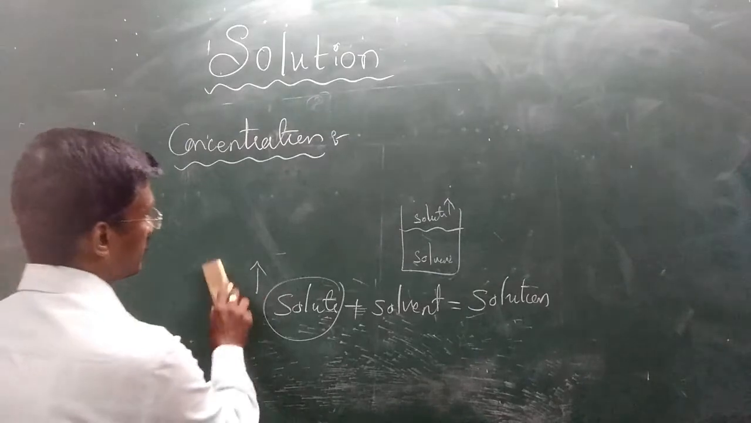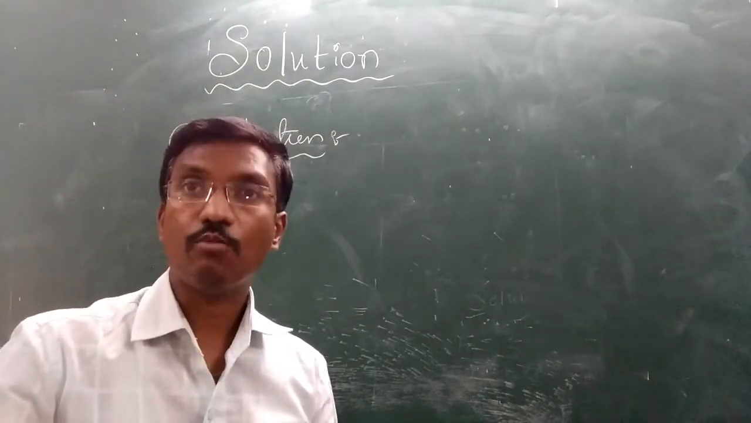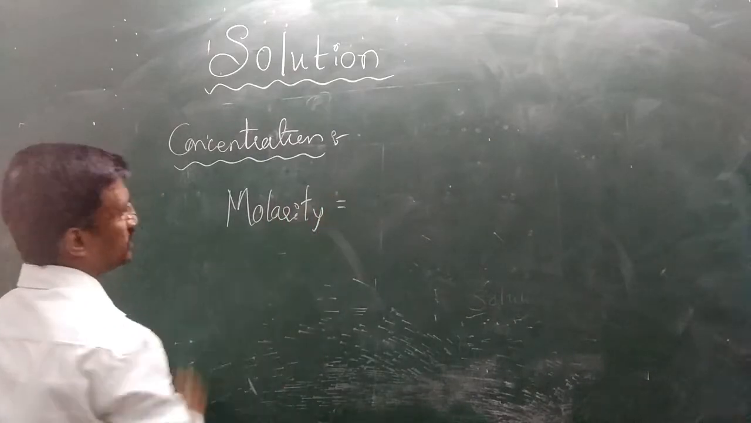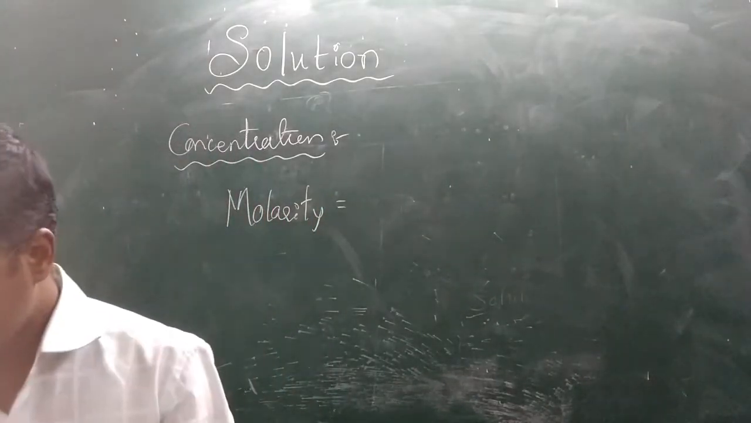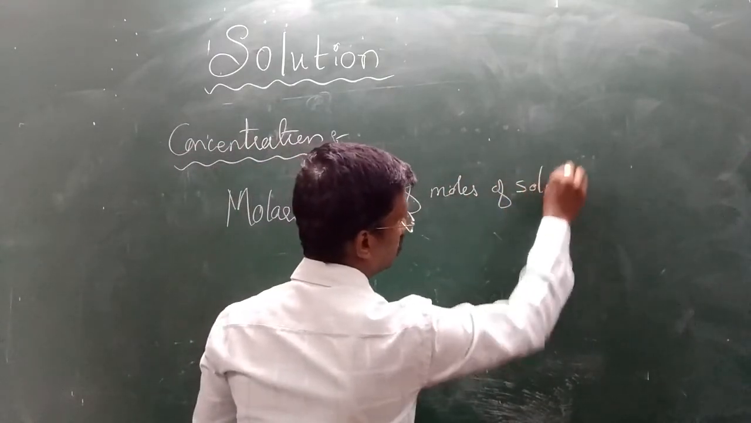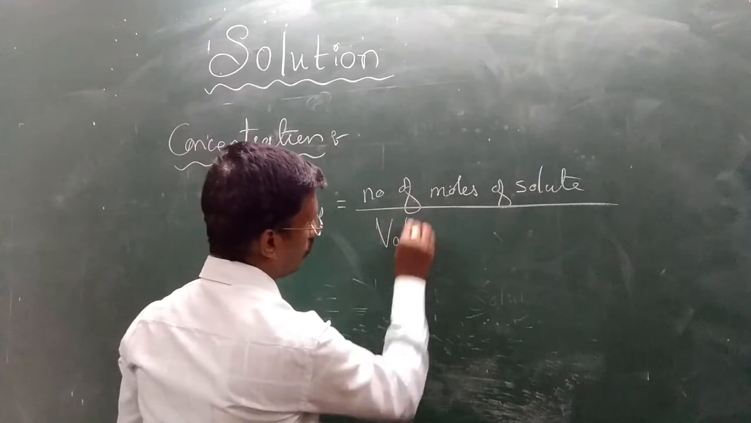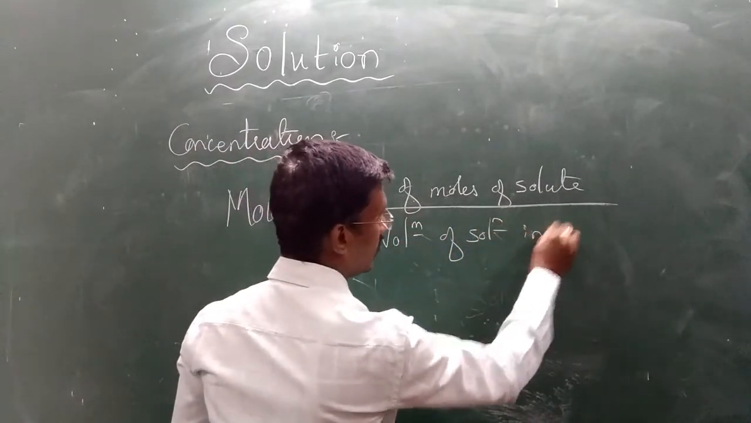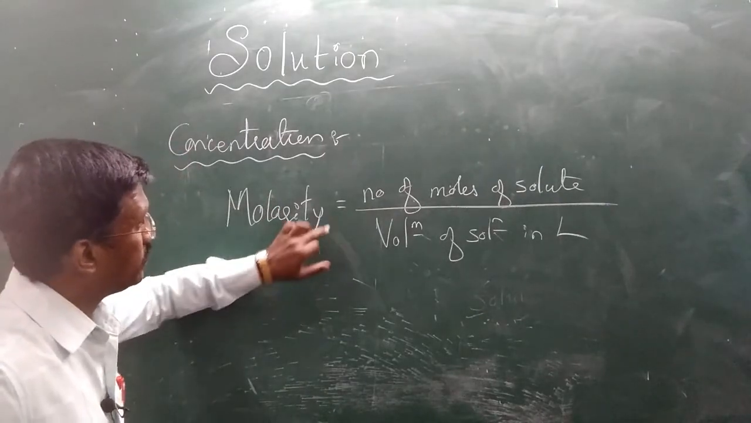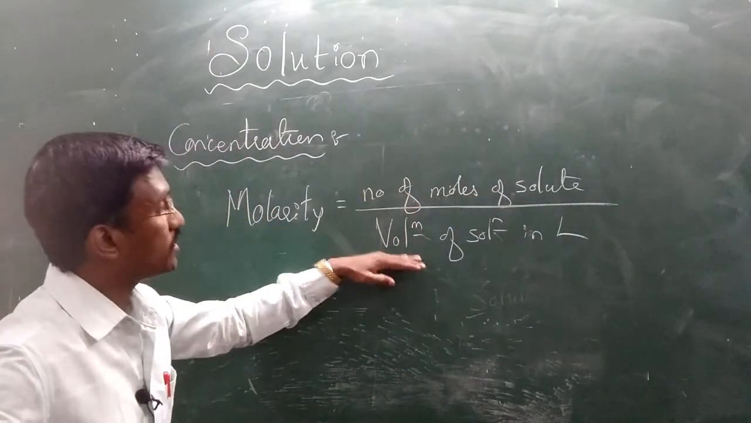There are different terms to define the concentration of a solution. The first one is molarity. I hope this is very familiar to you from the previous classes also. Molarity is the number of moles of solute per volume of the solution in liters. It's a very basic and fundamental concept in physical chemistry. Molarity is the ratio of the number of moles of solute, how much solute is present, compared with the total volume of the solution.